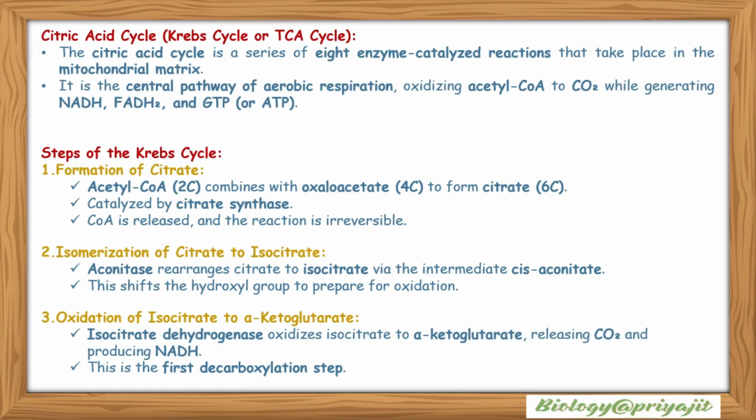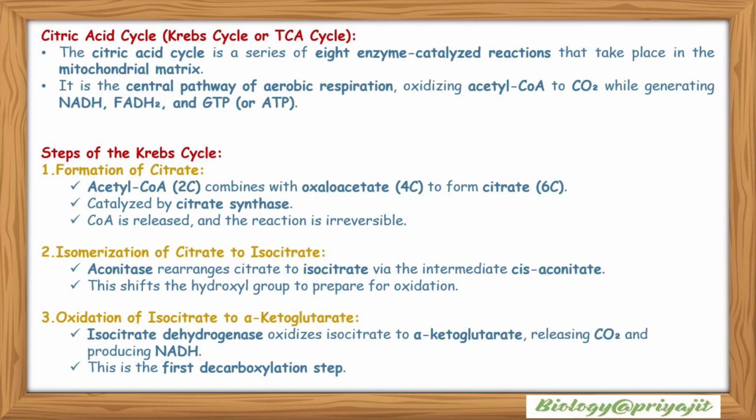The scientist Hans Krebs discovered the citric acid cycle, so this cycle is also known as the Krebs cycle, and the first compound produced in this cycle is a tricarboxylic acid, so it is also known as the tricarboxylic acid cycle. It is the central pathway of aerobic respiration, oxidizing acetyl-CoA to form carbon dioxide while generating NADH, FADH₂, and GTP or ATP. What are the steps of the Krebs cycle?